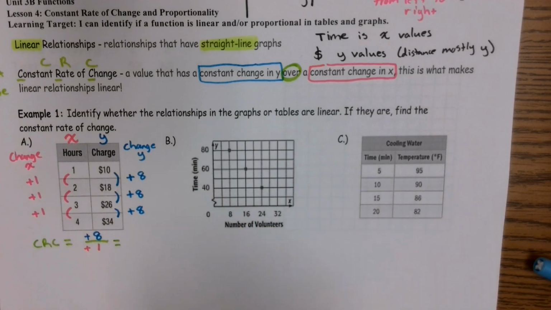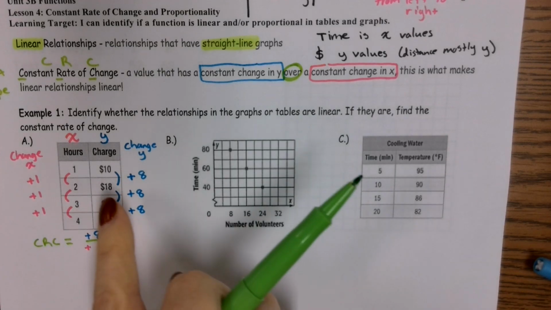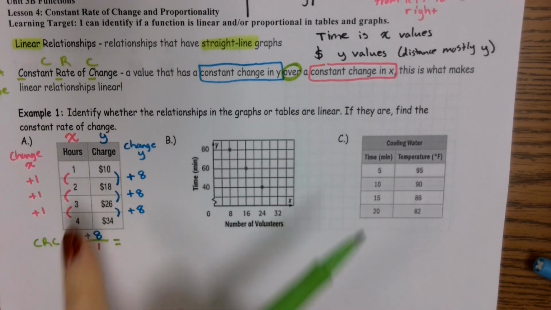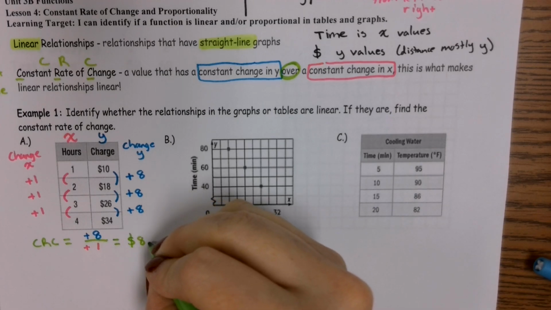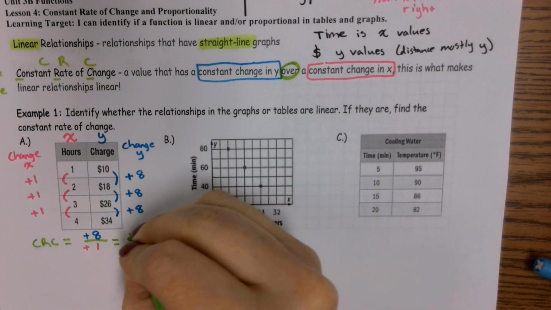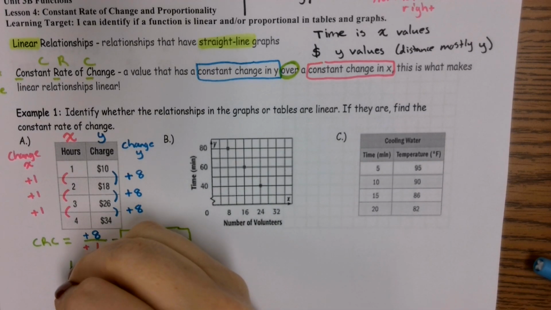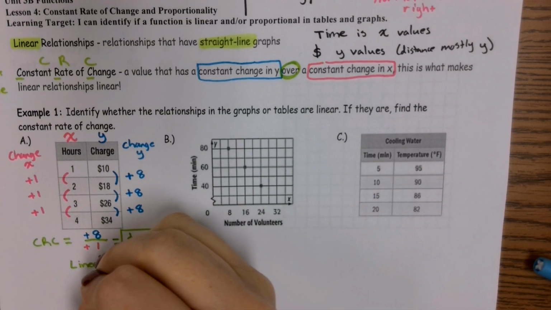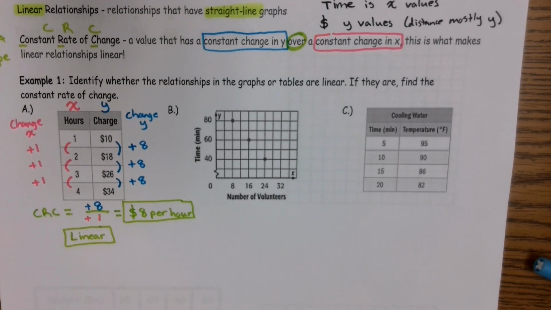If we were to relate this back to our table of information, that would represent $8 per hour that we're being charged. $8 per hour is our constant rate of change. And since we do have a constant rate of change, then that means that this is a linear relationship. In order for you to be linear, you must have a constant rate of change, because a constant rate of change shows a graph that is a straight lined graph.